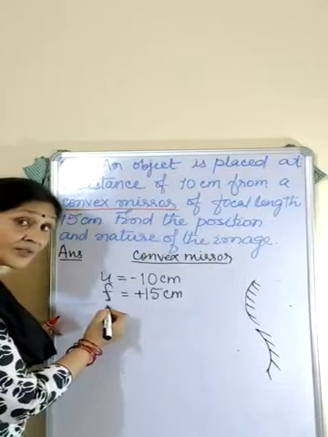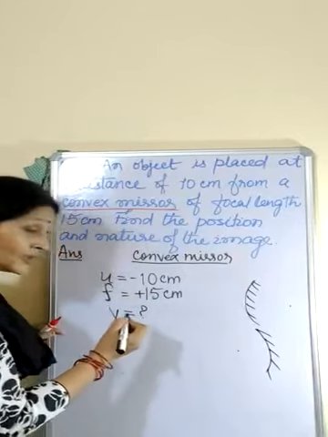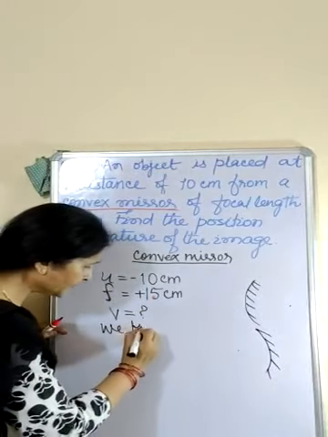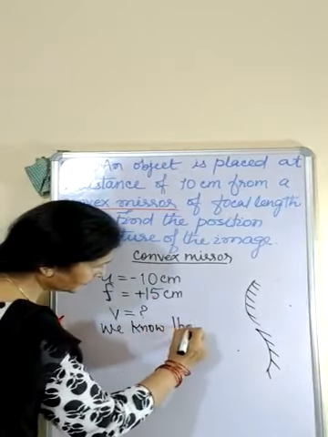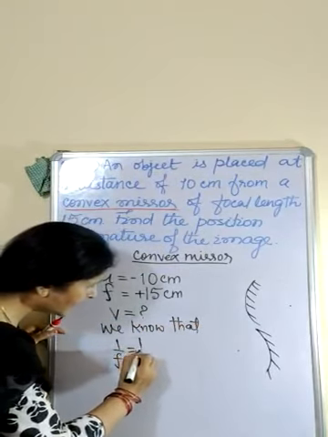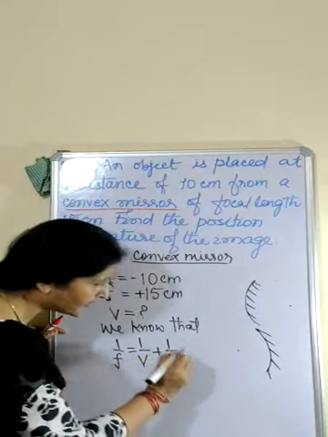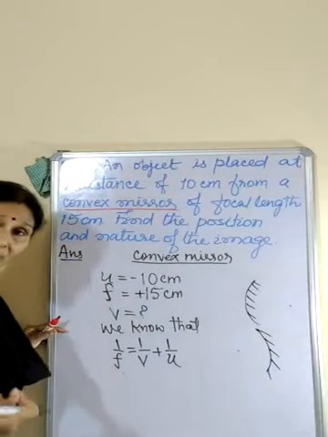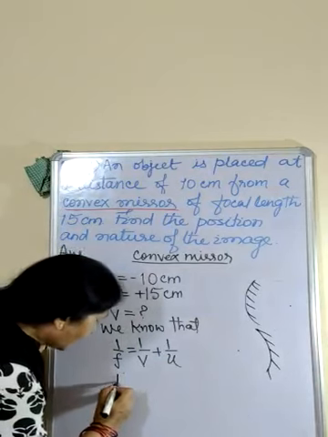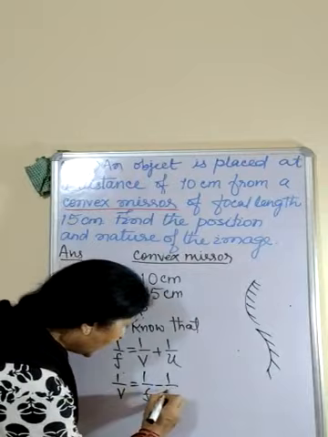Image distance you have to find out. V is equal to what? Now we will use the mirror formula. We know that 1 by f, 1 by focal length is equal to 1 by v image distance plus 1 by u object distance. Here we have to find out the image distance, so we will rearrange it as 1 by V is equal to 1 by F minus 1 by U.